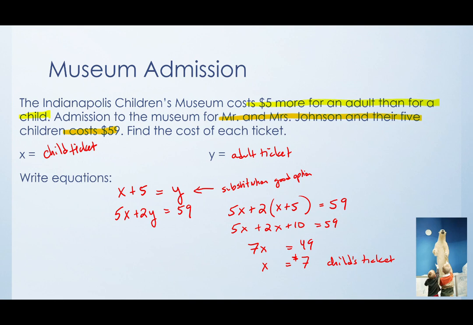And these should have units on it, right? And then we can go back and say, well, $5 more than that is our adult ticket, so that's going to be $12. And we have our problem solved.